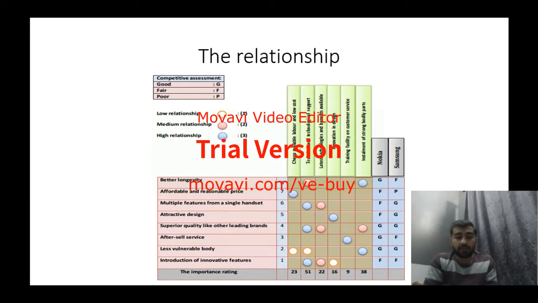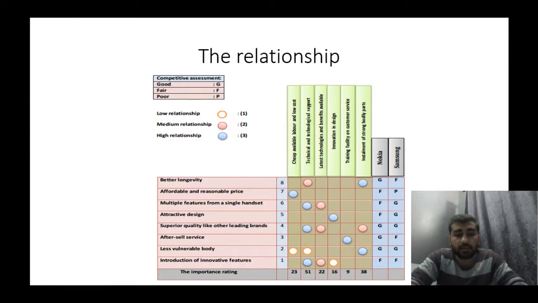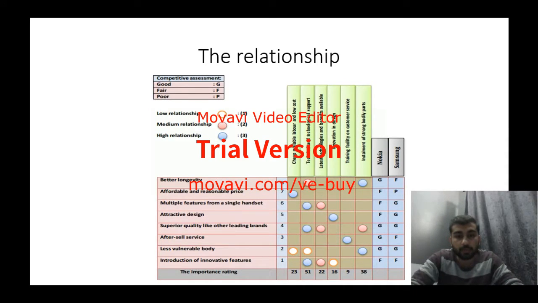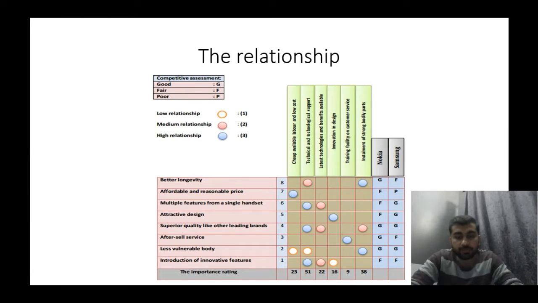Moving on, the importance rating, that's what we haven't discussed. The importance rating is calculated in a way that, for example, low relationship is 1, medium is 2, and high is 3. We're looking at the columns right now. Affordable and reasonable price is rated 7, and it has a blue circle. So 7 into 3, which is represented by blue, so 21.